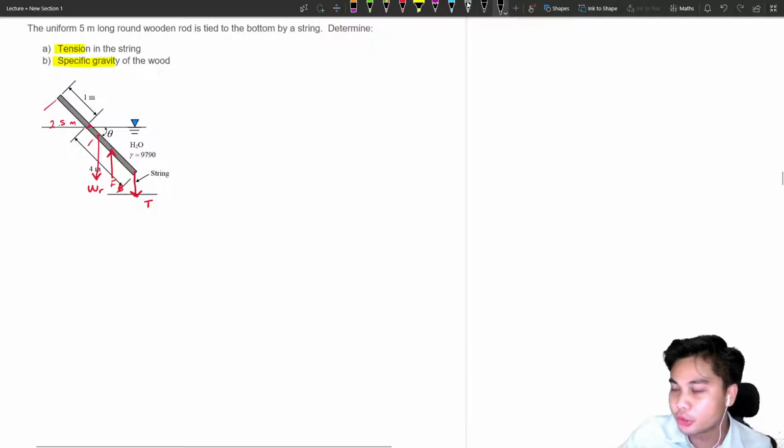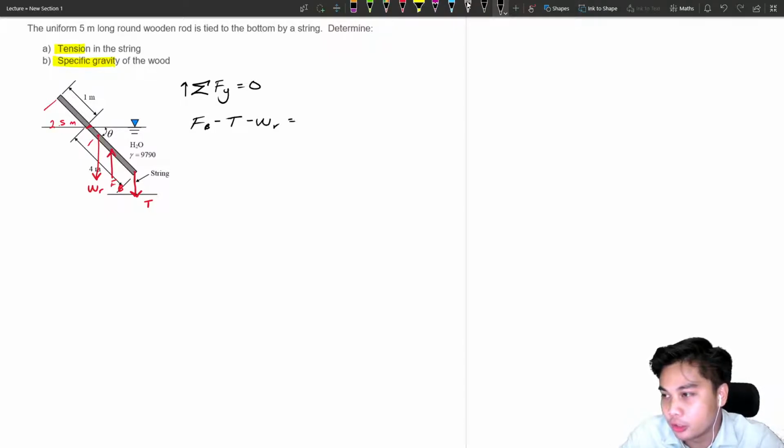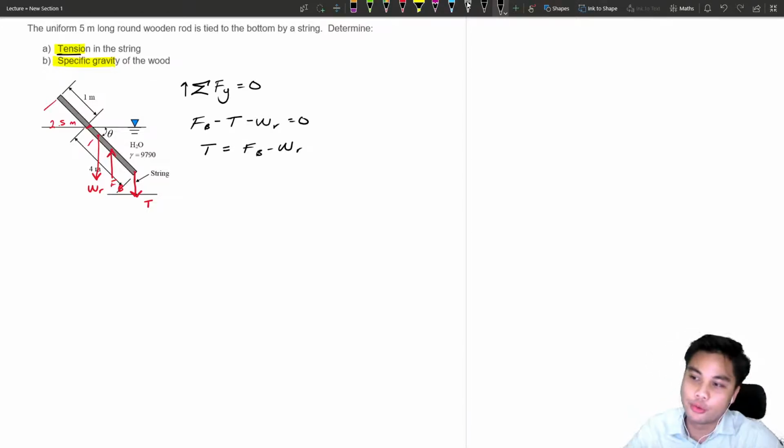Based on this free body diagram, we can write the equation of summation of force in the y direction, positive, equal to 0. We consider this floating in an equilibrium state. What forces are involved? We have FB pointing upward, and T pointing downward, negative, as well as the weight of the rod, equal to 0. The question asks for the tension.